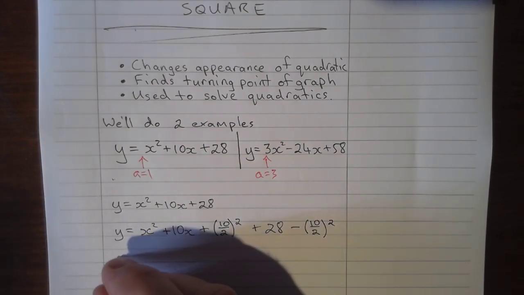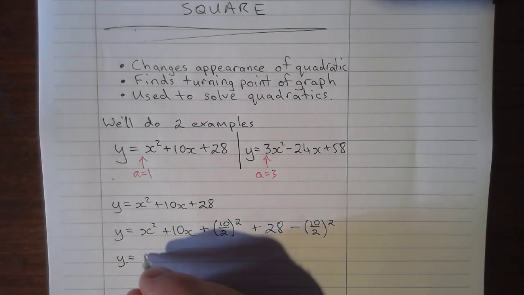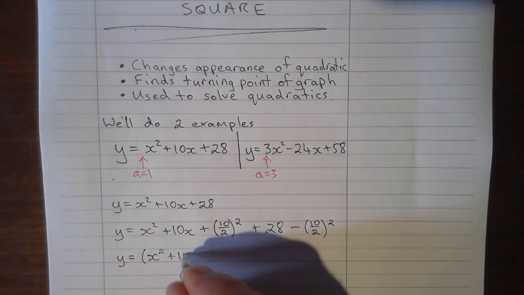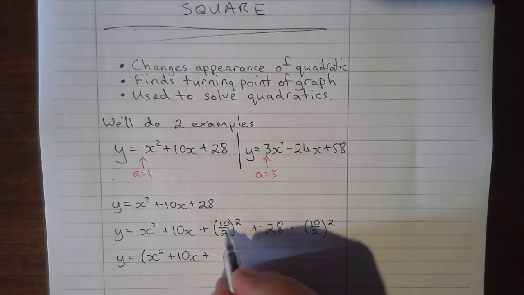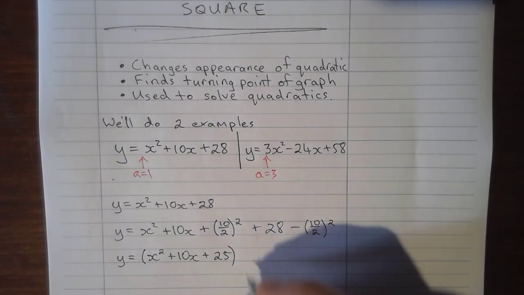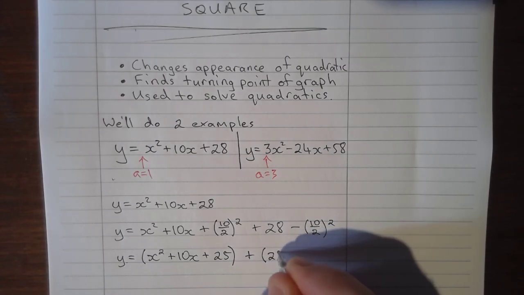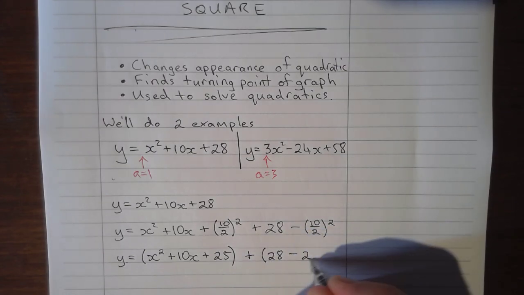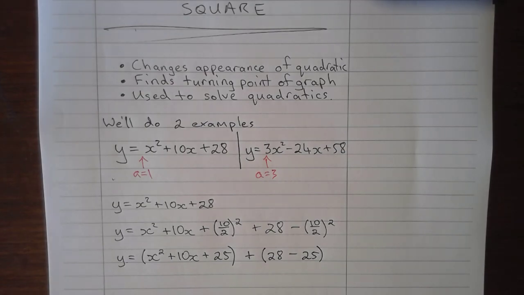What we're going to do is take this quadratic in two pieces. So I'm going to look at x squared plus 10x plus, well, 10 on 2 is 5, squared is 25. That's my first piece. And my second piece is 28 minus, again, that 25. Now what we've got here is a nice looking quadratic. And if you think about how you factor quadratics, what you'll often do is think about what are the numbers which multiply together to give me 25 and add up to give me 10.